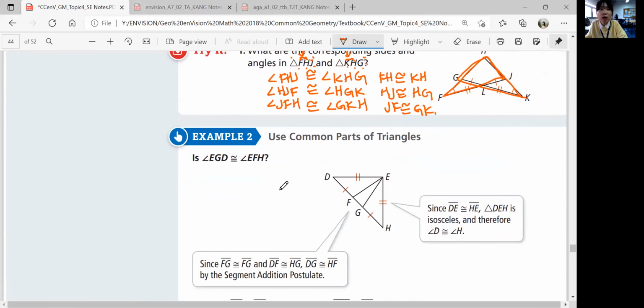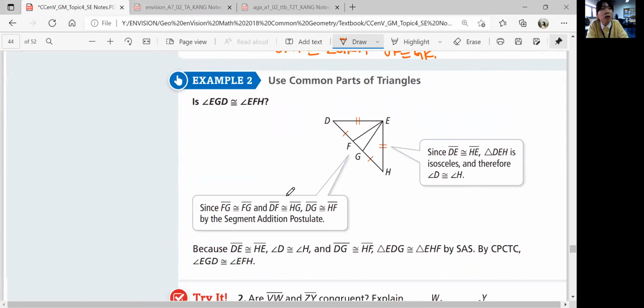So example 2, use common parts of triangles. Are angles EGD and EFH congruent? EGD, this one, and EFH, this one, are they congruent? First, identify where the two triangles overlap, right? And what part of that triangle lies on the triangles you need to show are congruent. Okay, EFG is a triangle that is overlapped, right?